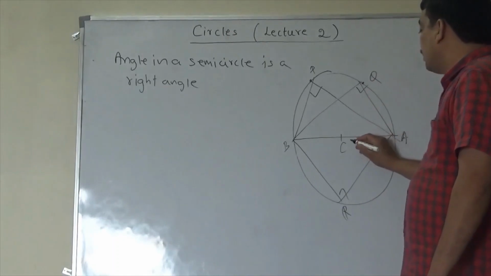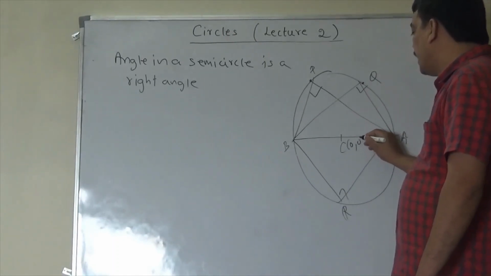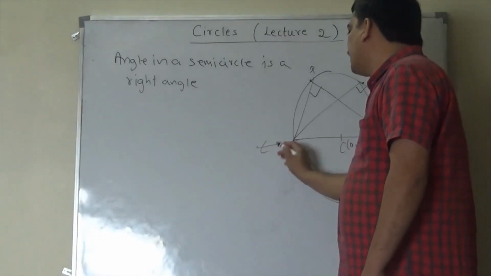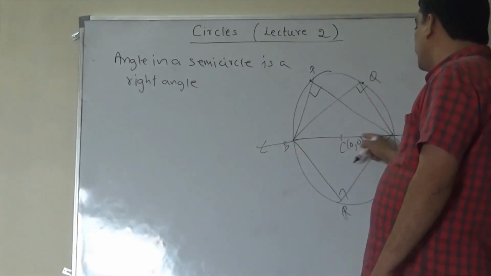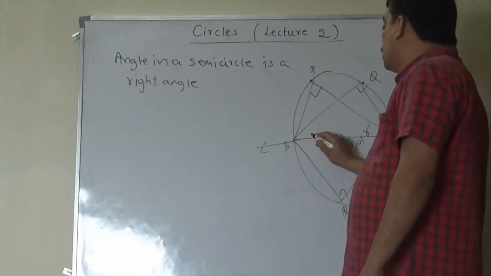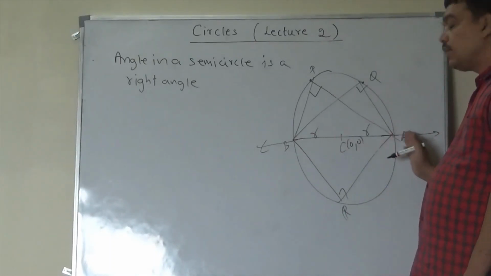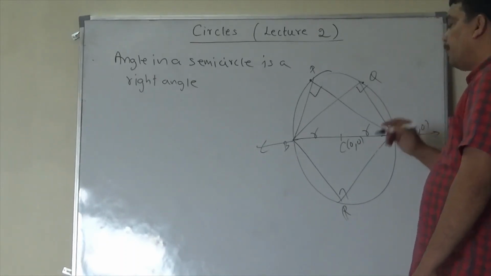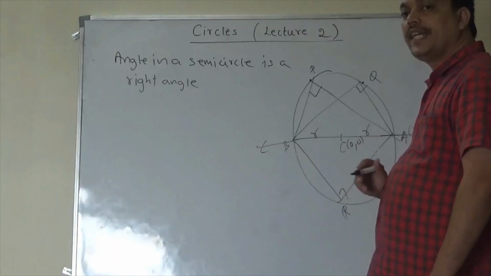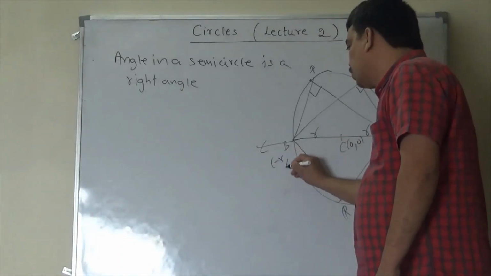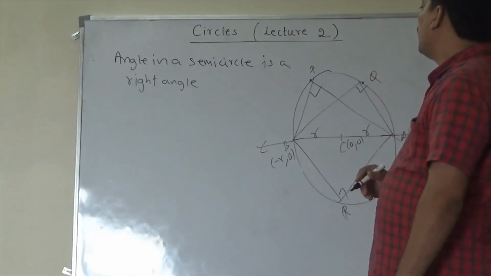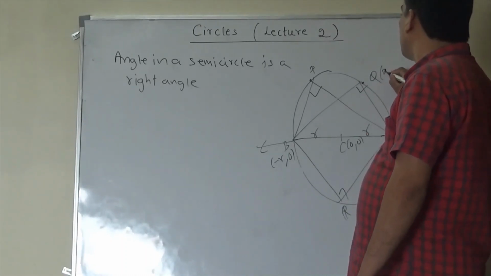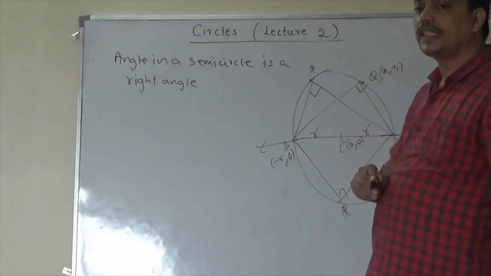So let us consider the point C as the origin, and we choose the x-axis along the diameter. So let this be the diameter. Assume that the circle has a radius r, so CA is r and CB is r. The point which is to the right side of C, the origin, has to be positive, so this point will have the coordinates r, 0, and the point to the left side of C will have the negative coordinates, say minus r comma 0. So let these be the coordinates of A and B, and we assume that the point Q has some coordinates x1 comma y1.